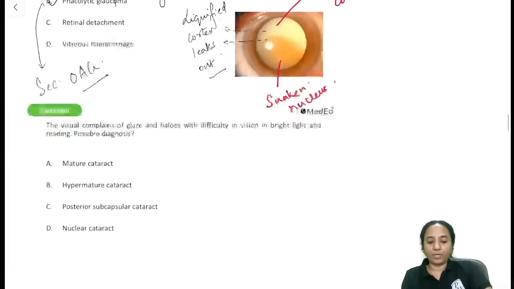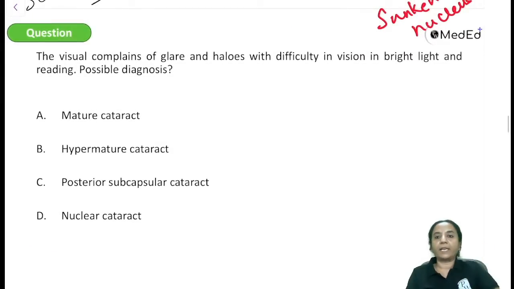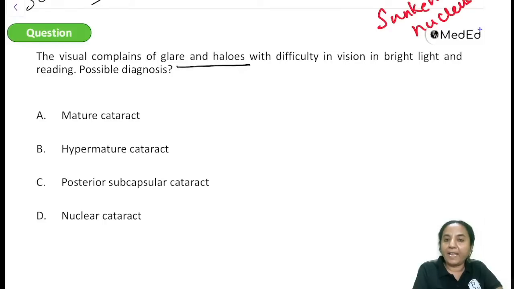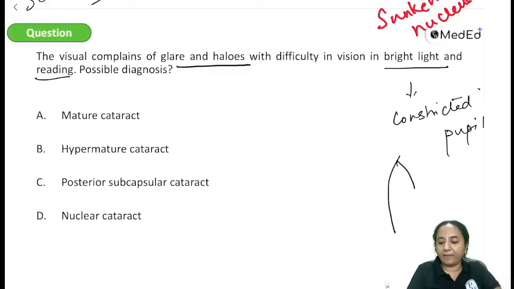Chale? Next question. A patient complains of glare and halos with difficulty in vision in bright light and reading. So a complaint of glare and halos, difficulty in vision in bright light and reading means that there is a constricted pupil. Difficulty in vision in constricted pupil. So that means that this cataract is right at the center. So you have glare and halos with a cataract right at the center here.